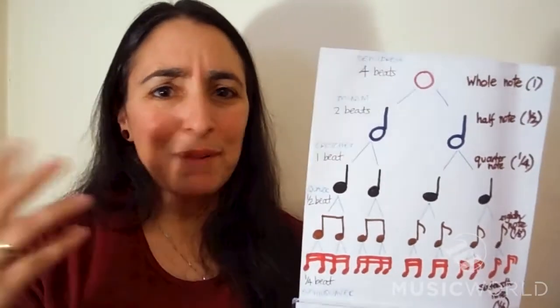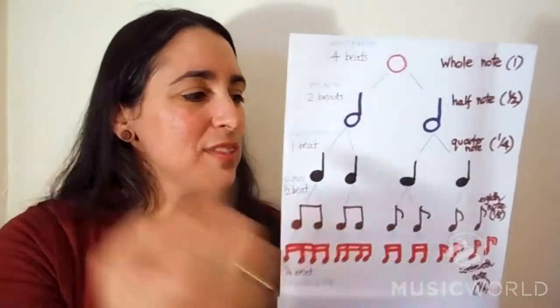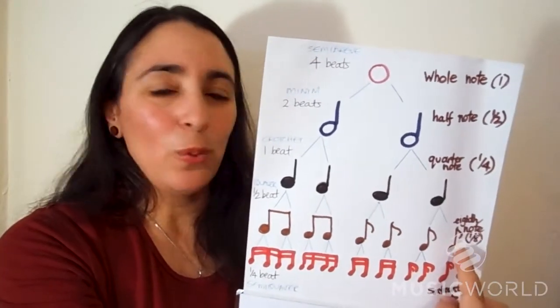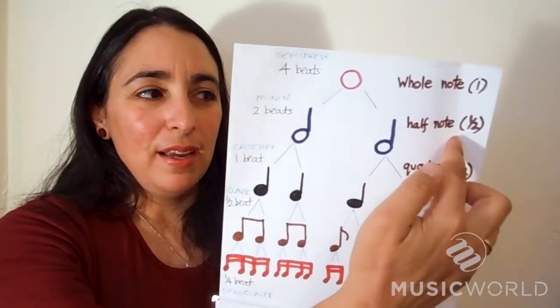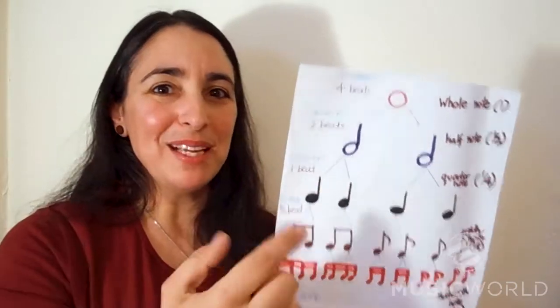Say if that bottom number was something different, say if it was an 8 at the bottom, a 3/8 time, we would say that it would be 3 eighth note beats per bar, or 3 quaver beats per bar. And you can work this out. 3/2 time would be 3 half note beats per bar, or 3 minim beats per bar.